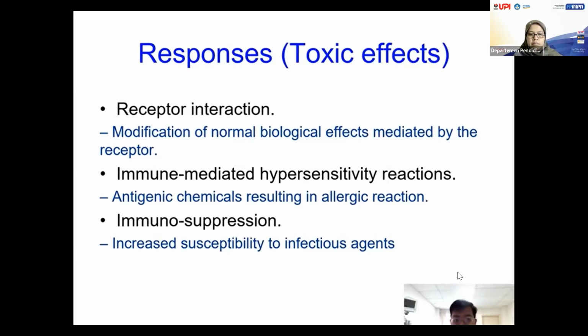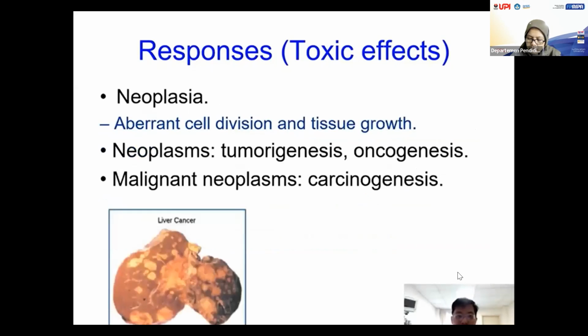And we also have immune-mediated hypersensitive reaction, which means allergic reaction, and immune suppression, which means increased susceptibility of a certain organism to infectious agents like virus or bacteria. Then we have neoplasia, which means aberrant cell division and tissue growth, uncontrolled self-growth. You also have tumor growth like neoplasm, tumorigenesis, oncogenesis, which means cancer growth. And then we have malignant neoplasm, which means carcinogenesis, carcinogenic properties, which cause cancer growth in your body. All these are responses or toxic effects that can be used as a response in the dose-response relationship.